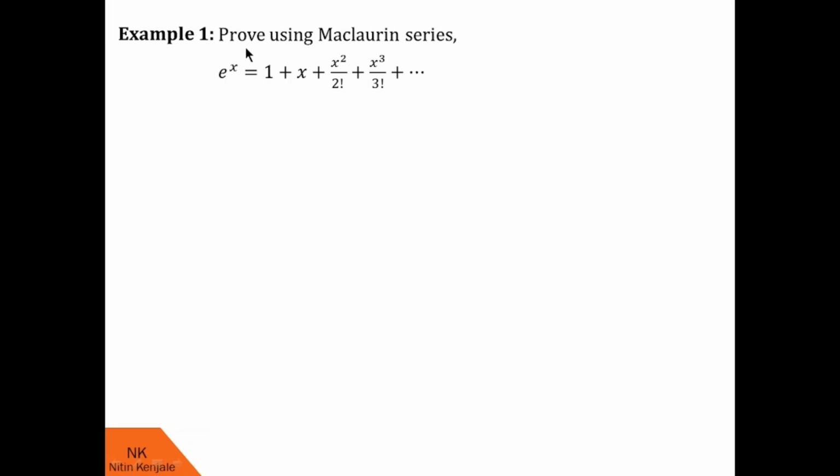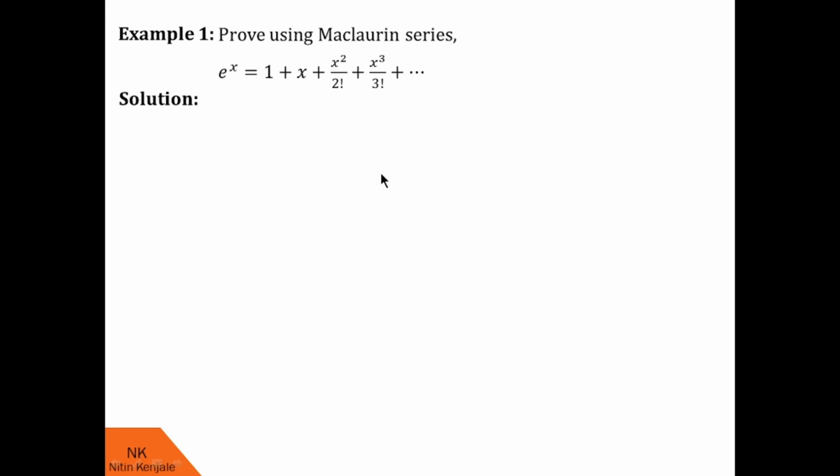In this first example, we are asked to prove using Maclaurin series that e raised to x is 1 plus x plus x square upon 2 factorial plus x cube upon 3 factorial, and so on. In short, we are asked to prove that the series of e raised to x is given by this. Now let us take a look at the solution.